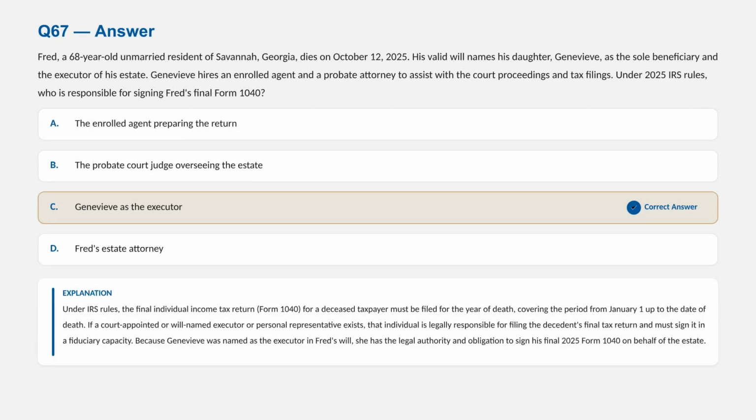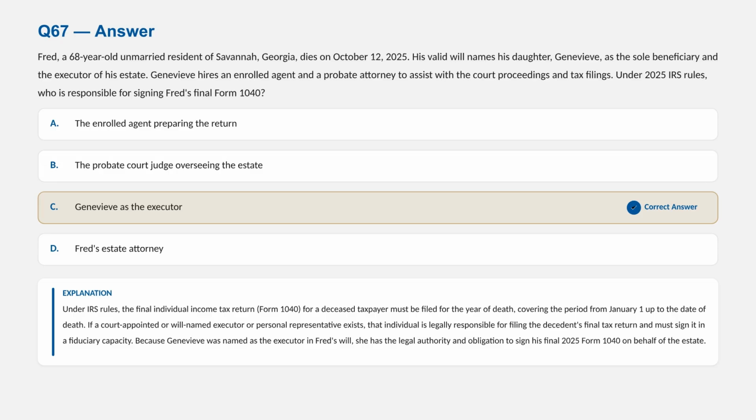The correct answer is C. Lucy as the executor. Under IRS rules, the final individual income tax return, Form 1040, for a deceased taxpayer must be filed for the year of death, covering the period from January 1st up to the date of death. If a court appointed or will named executor or personal representative exists, that individual is legally responsible for filing the decedent's final tax return and must sign it in a fiduciary capacity. Because Lucy was named as the executor in Fred's will, she has the legal authority and obligation to sign his final 2025 Form 1040 on behalf of the estate.